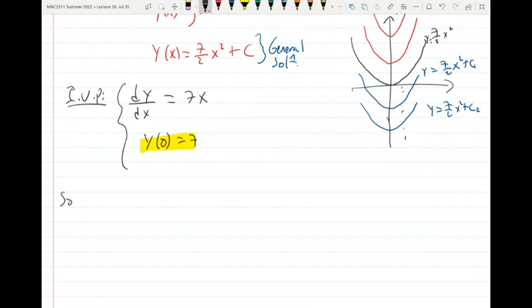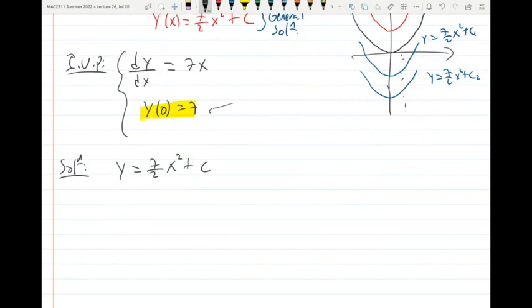Okay, that's fine. So what's the solution? I know that y equals 7/2 x squared plus c, right? We solved that from before, but now we use the initial condition. This is called the initial condition. If you have a second order differential equation, you need to be given two initial conditions, either about y, or about y and y prime, right? But you have to be given two initial conditions.